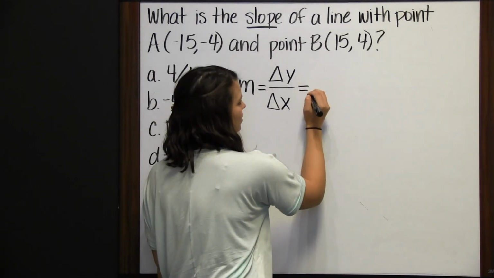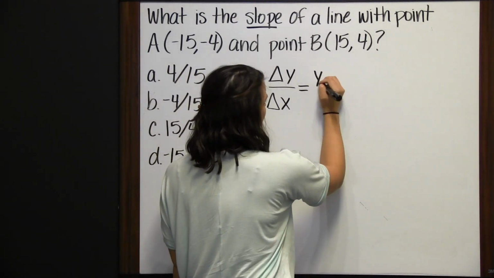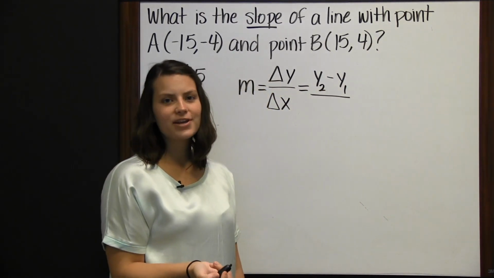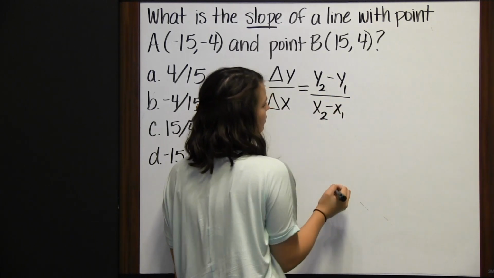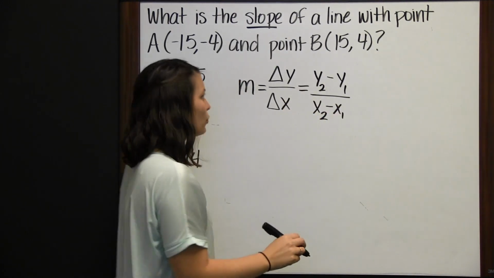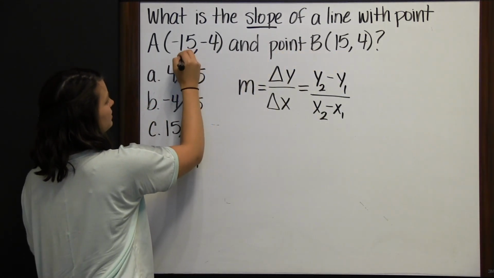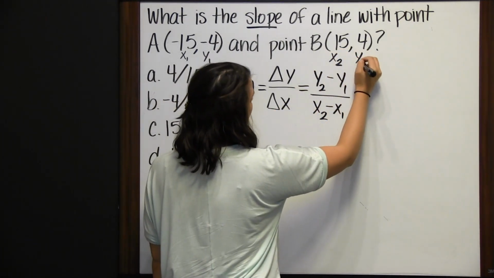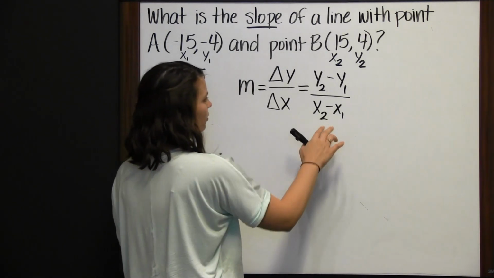To find the change in y, you must subtract the y coordinates. So y2 minus y1. Likewise, to find the change in x, you must subtract the x coordinates in the same order. So x2 minus x1. Now where are these? Well, we were given 2 ordered pairs. So that means we have an x1 and a y1 and an x2 and a y2. So now we have the coordinates to substitute into our slope formula.